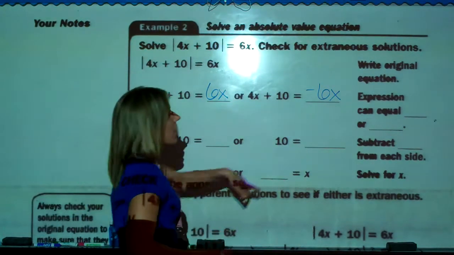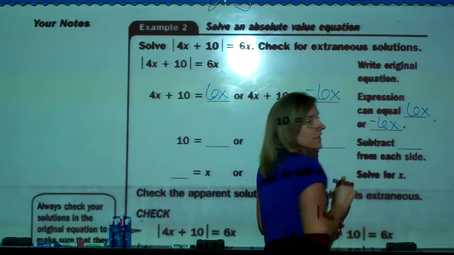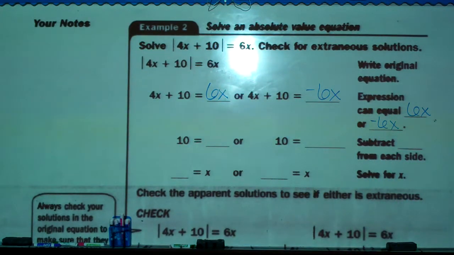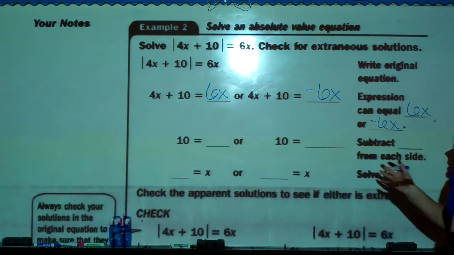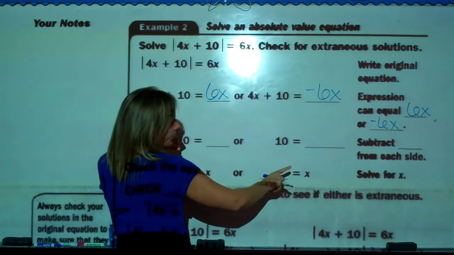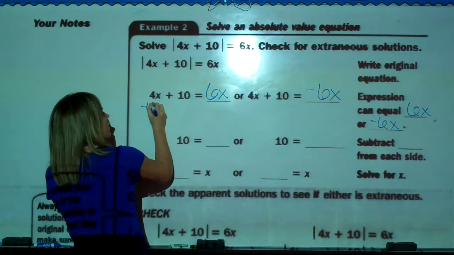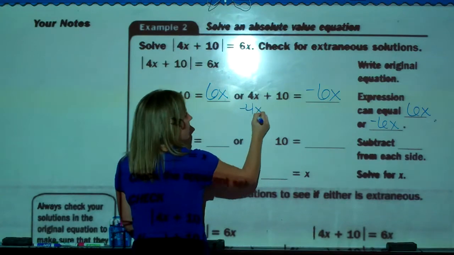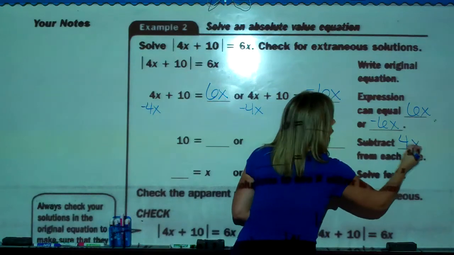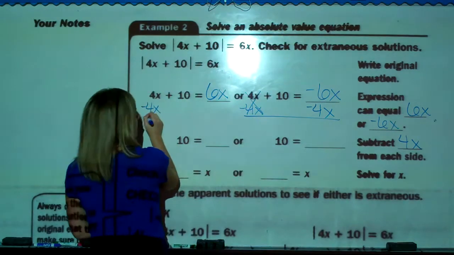So then to solve, the expression can equal 6x or negative 6x. Okay? All right, so subtract. So the way that they want to solve it, I had to figure it out, is they're actually subtracting 4x from both sides. So they're moving the x's over in order to solve. So we're subtracting 4x over so that the x's are together.